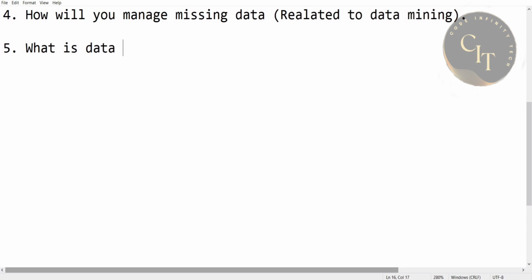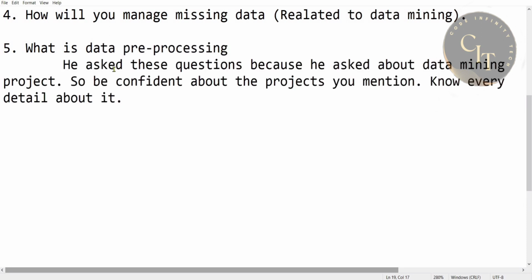And then coming to the next question, he asked what is data pre-processing. Again it is related to data mining, and again it is related to my project. So he asked these questions because he asked about my data mining project. So once again I am saying that whatever you mention in your resume, don't bluff there, mention what are the things that you know.